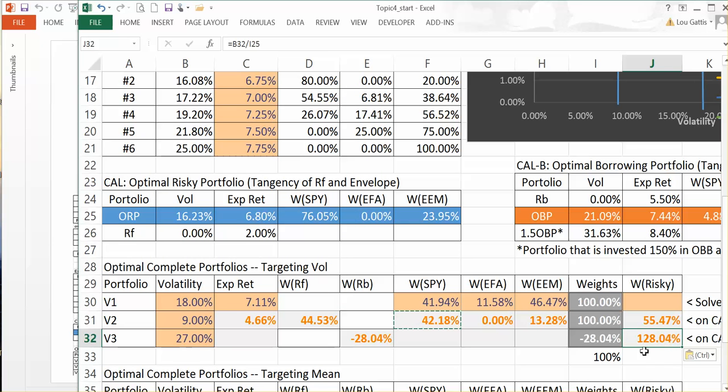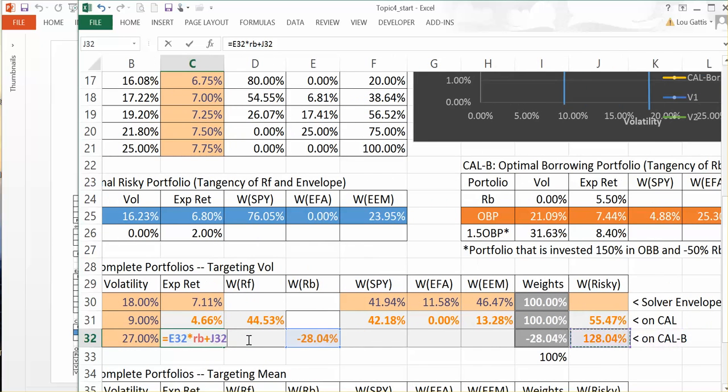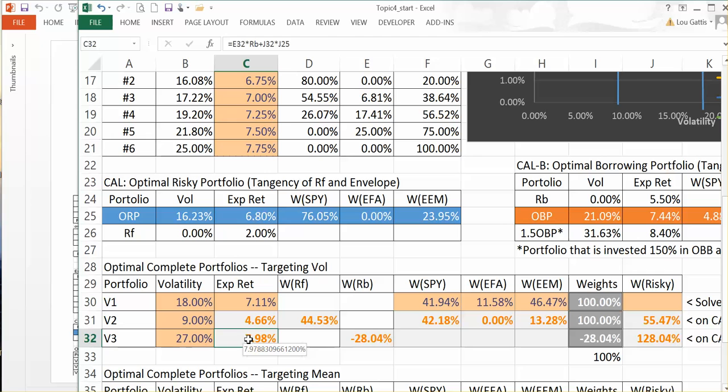Again, I got to change formats. Excel always wants to add too many decimal places. So if I had $100 to invest and I want 27% vol, I would borrow $28 at 5.5% and put $128 into this portfolio. The expected return of that portfolio is I have negative 28 invested at RB. In other words, that's my interest charge, plus 128% of my money earns the expected return of that risky portfolio, 7.44. So I get 7.98%.